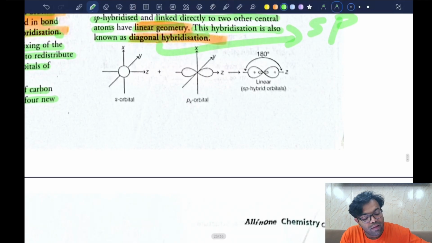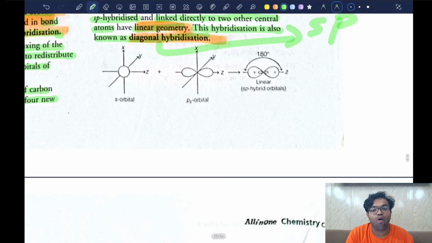Now, with respect to the s and the p, can you tell me which orbital is directional and which orbital does not have any direction? S is non-directional, P is directional. Very good. Correct.